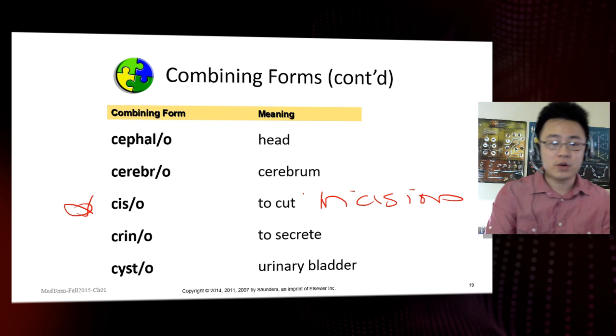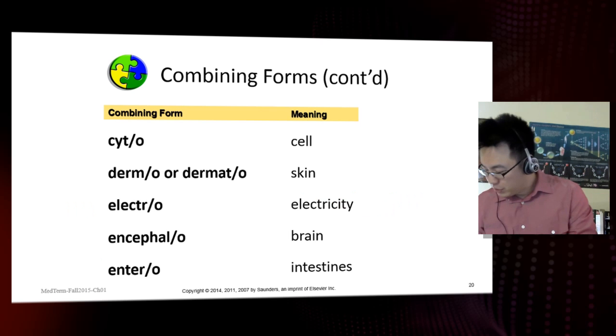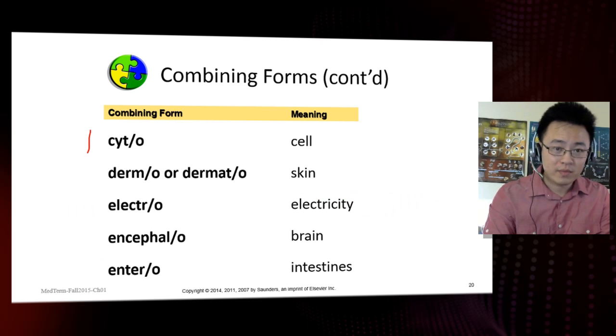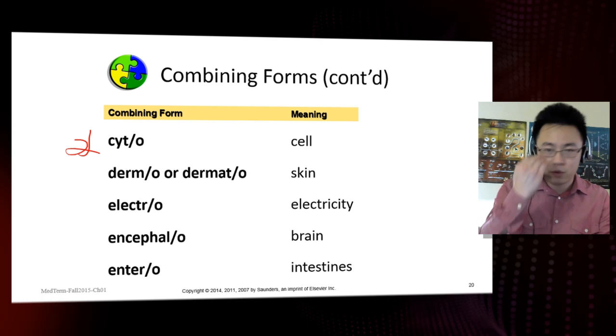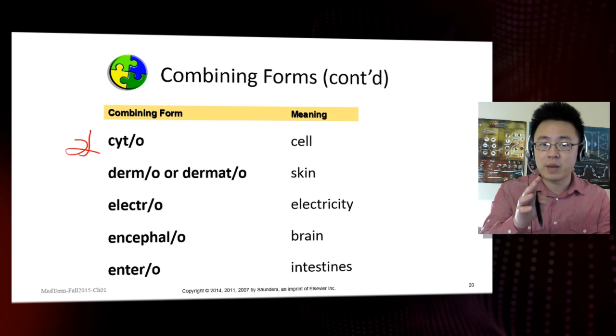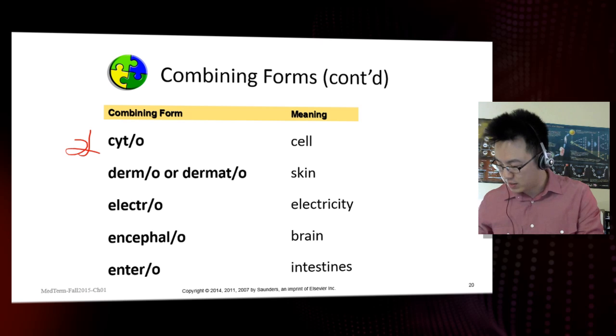Let's see. Another one here is cysto. In this case, cysto means urinary bladder. We do have here cyto. Now be careful with cyto and cysto. The letters look to the eye and the brain might look the same, but obviously the spelling is different. Cyto means cell in this case.